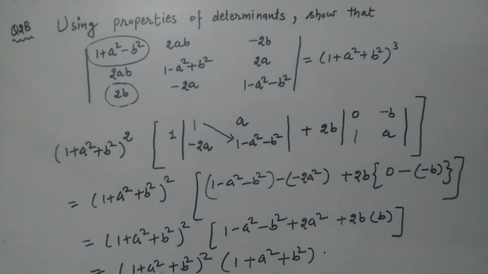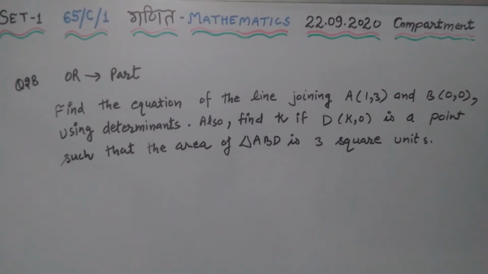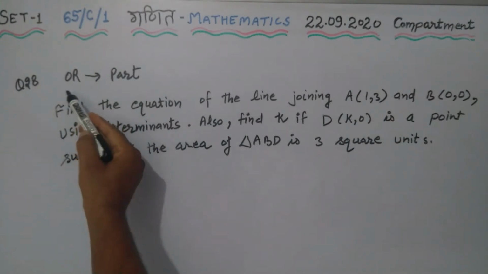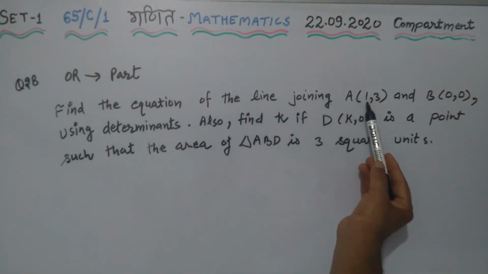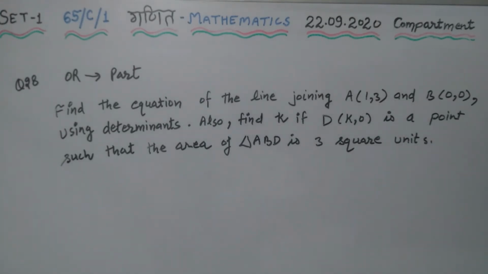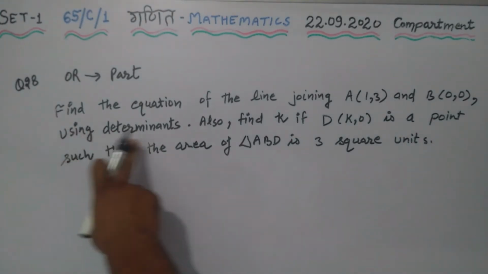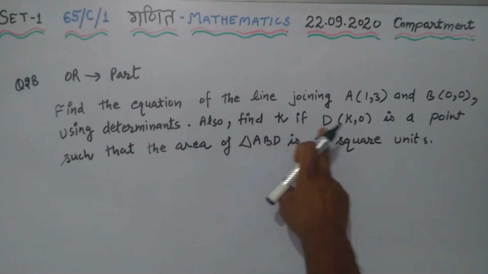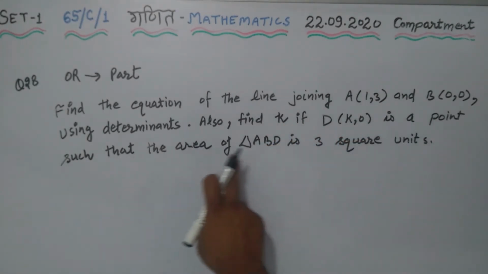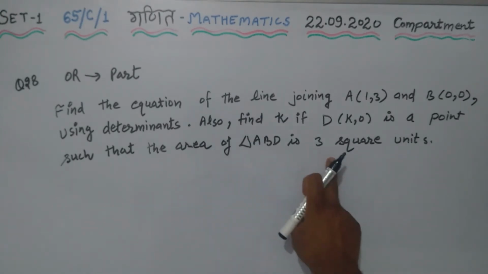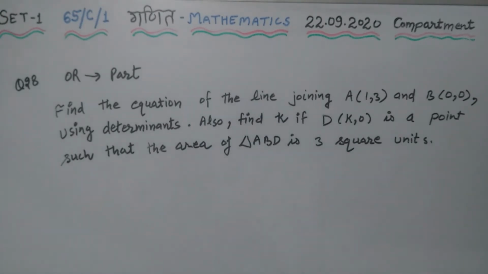We have proved this. Question number 28, alternate choice or part. Find the equation of the line joining A(1,3) and B(0,0) using determinants. Also find k if D(k,0) is a point such that the area of triangle ABD is 3 square units.